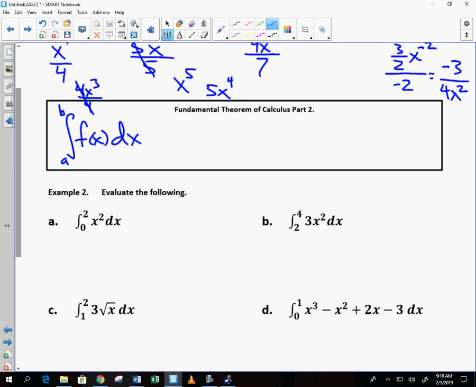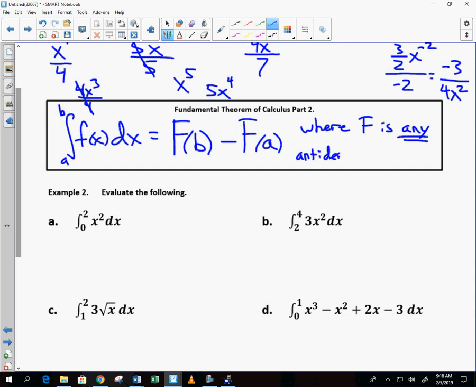The integral from a to b of f of x dx, I don't have to add up the area of an infinite number of rectangles. Here's all I have to do. I find an antiderivative F, and I plug in b, minus that antiderivative with a plugged in. And that's it. So we write, where F is any antiderivative of f.